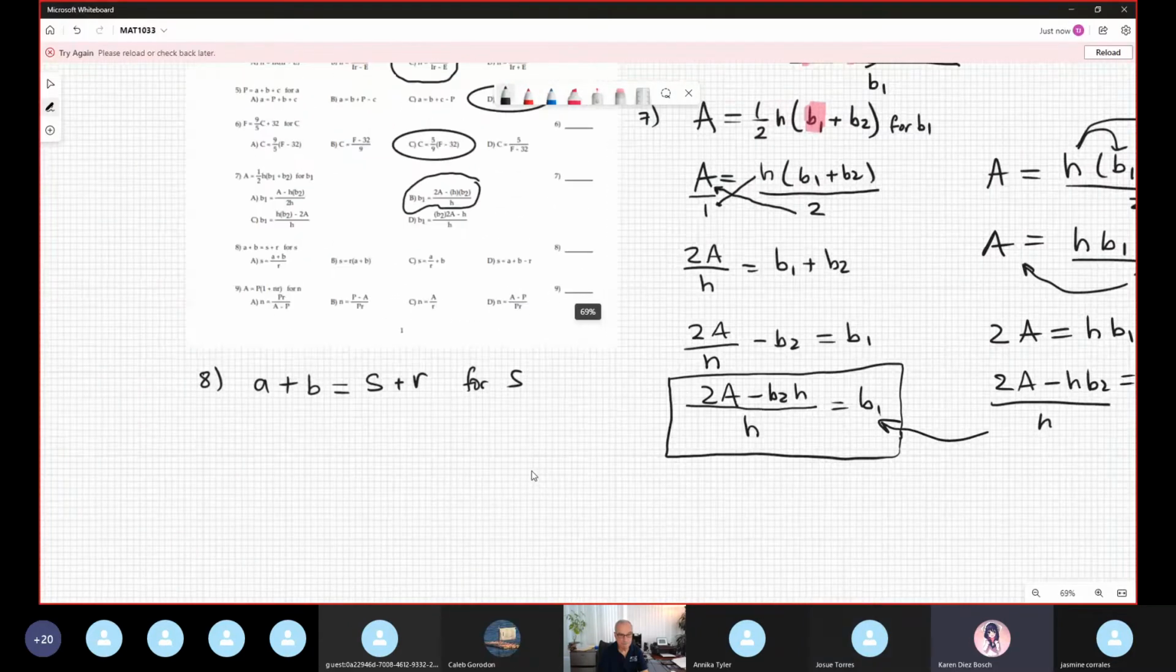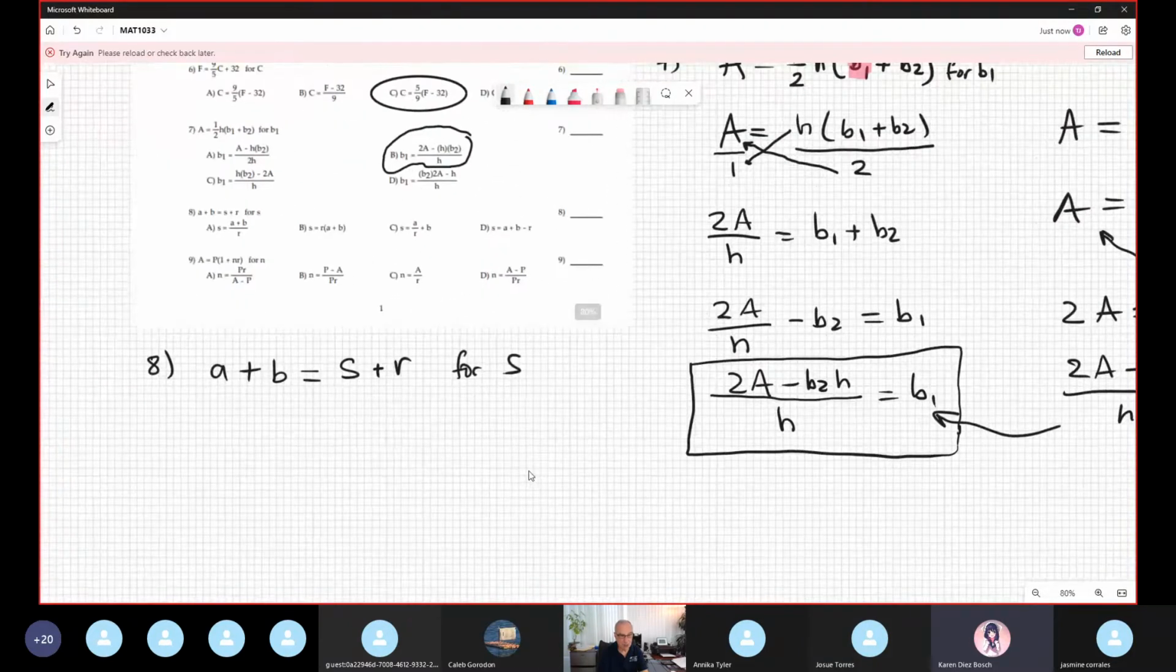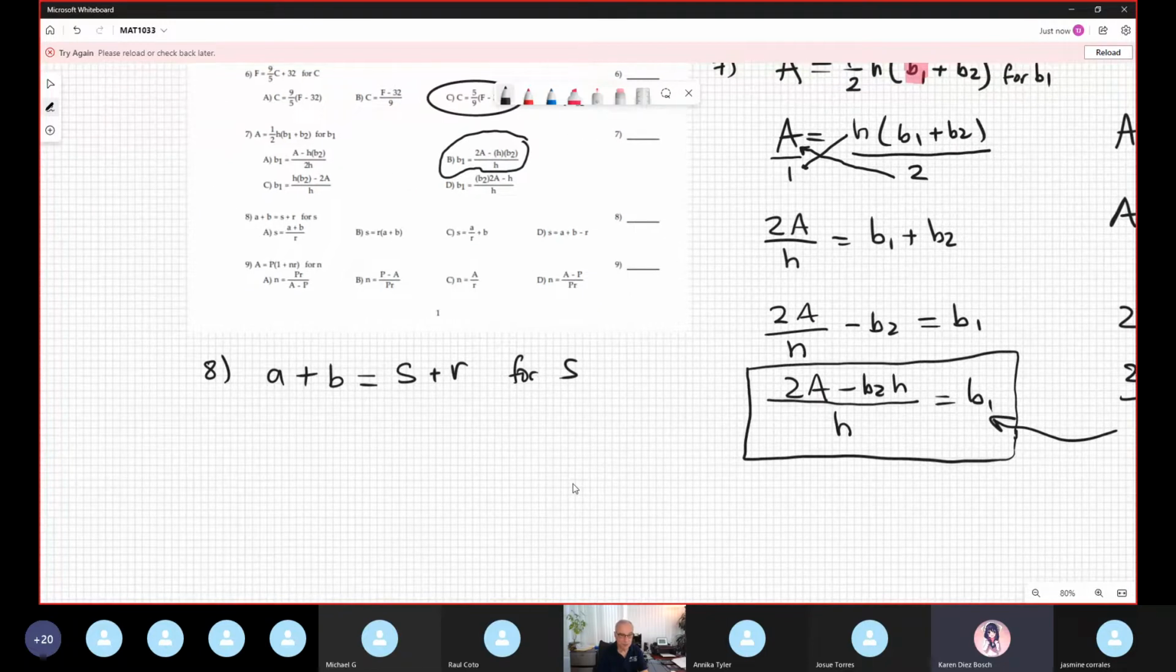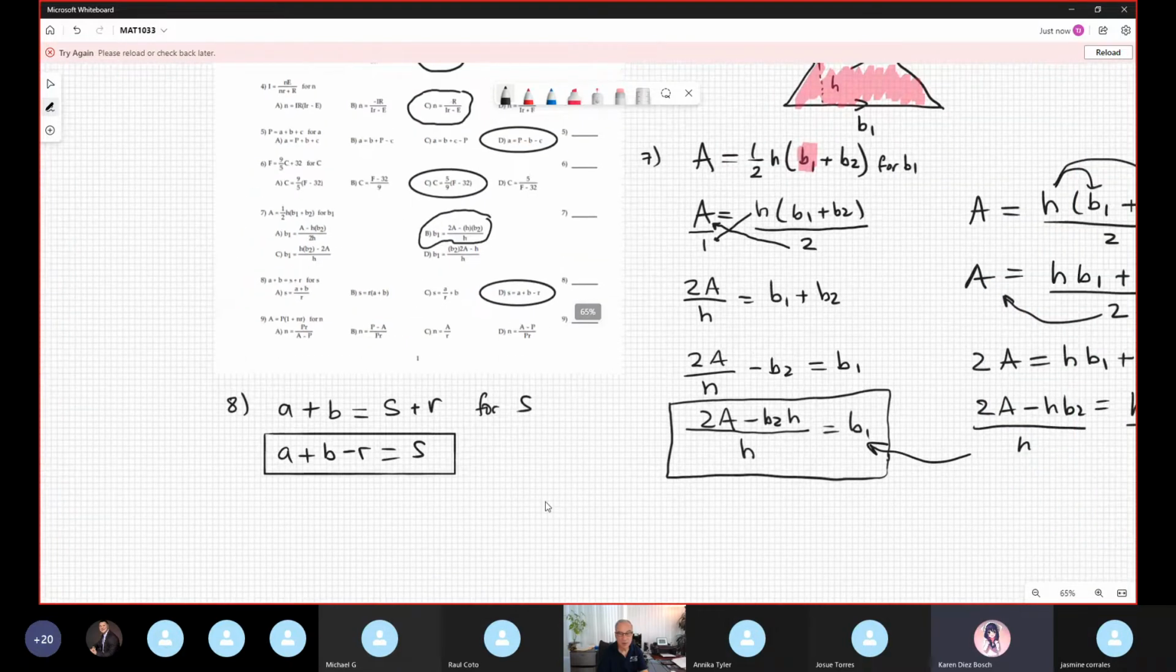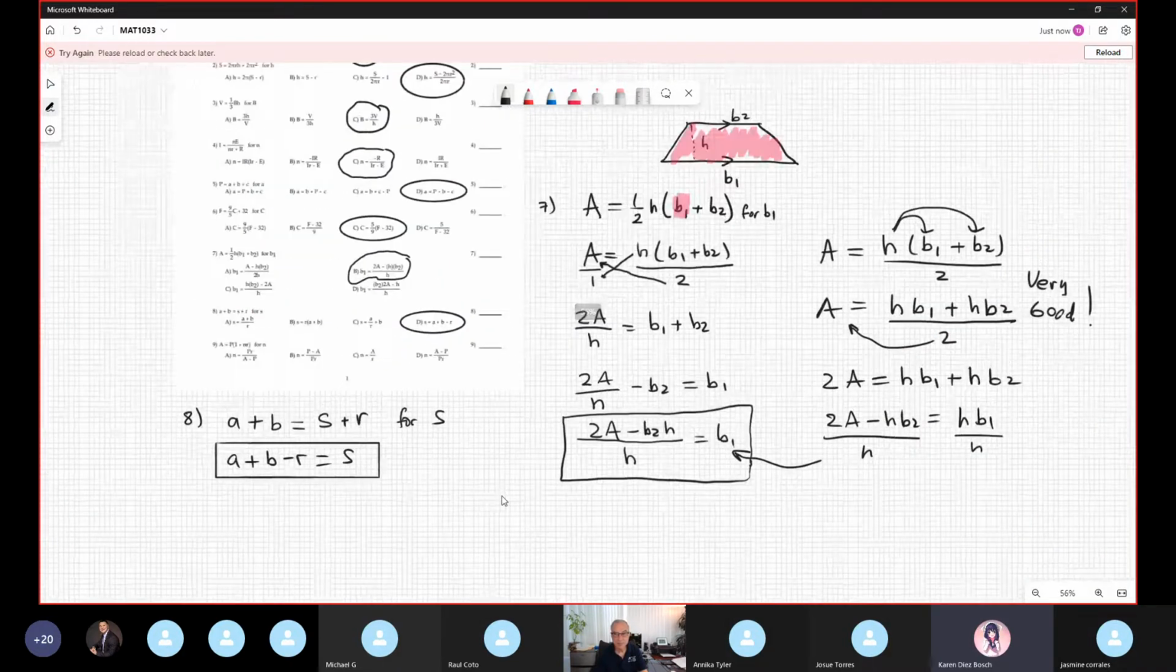Subtract R. Very well. A plus B minus R equal S. End of the story. Okay, cool. Number 9 looks a little bit more complicated.